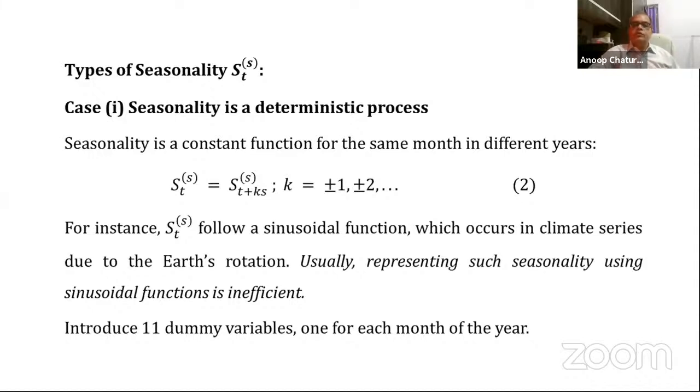The first case is when seasonality is a deterministic process. So S_t^S is equal to S_{t+kS}. So it's a periodic function. After period kS, it is going to repeat itself. For example, if S_t^S follows a sinusoidal function, like a sine wave or cosine wave, which occurs in climate series due to Earth's rotation. But occasionally, representing the seasonality component with sinusoidal functions is not very efficient. One can also use 11 dummy variables, one for each month of the year.